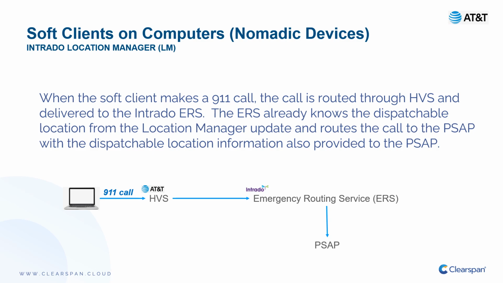When the soft client makes a 911 call, the call is routed through HVS and sent to the Intra ERS. The ERS already knows the dispatchable location from the last update of Location Manager and then routes the call to the correct PSAP with the dispatchable location.